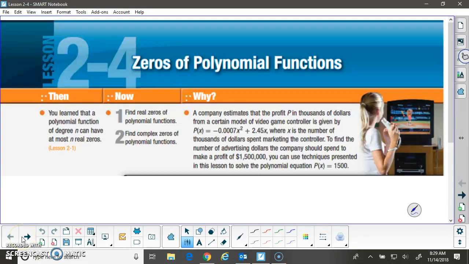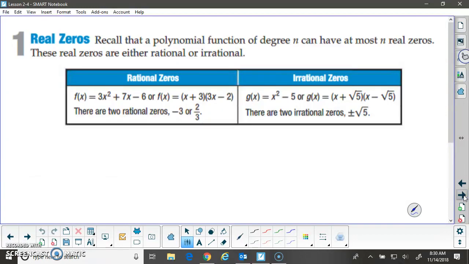Lesson 4 of Chapter 2 is on zeros of polynomial functions. We have discussed zeros of polynomial functions up to this point, and we have only focused on real zeros of polynomial functions. A zero of a polynomial function certainly is an x-intercept graphically, but we're going to start to venture into the world of some zeros being non-real answers or imaginary values. Before we do that, let's talk about an equation.